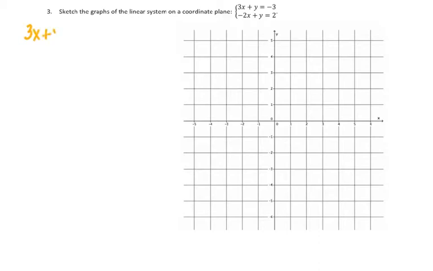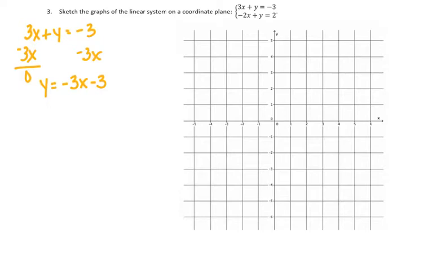So I'm going to start with my first equation. So 3x plus y equals -3. So remember, I want y all by itself, so I'm simply going to subtract 3x from both sides of my equation to get y all by itself. So now my equation in slope-intercept form is y equals -3x minus 3.